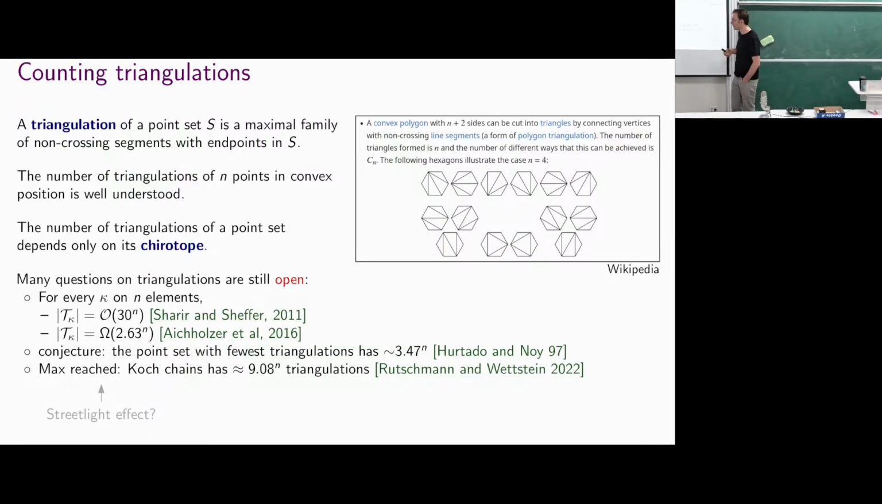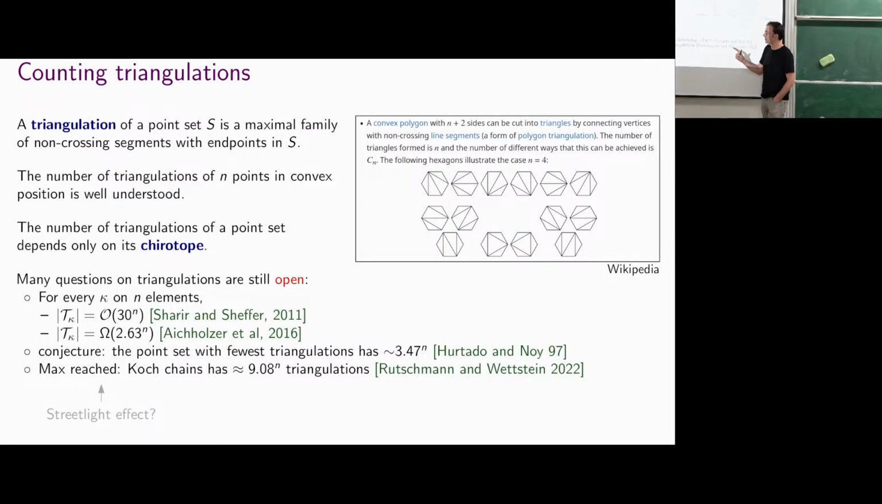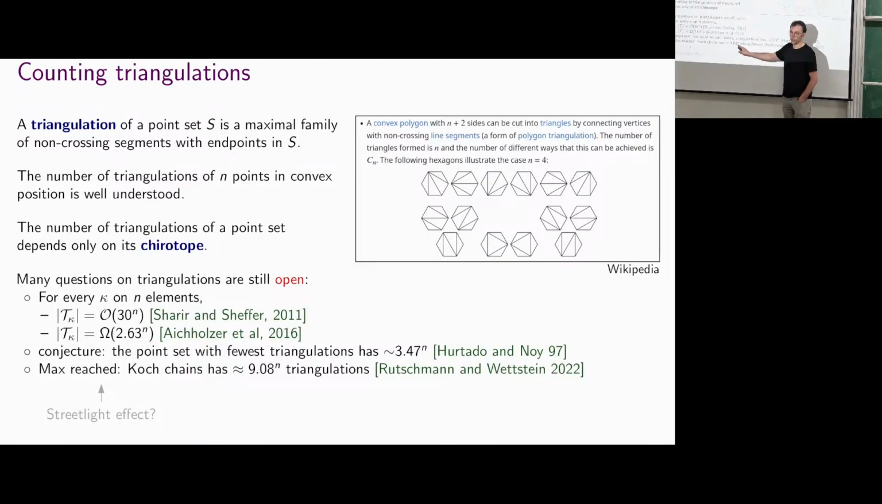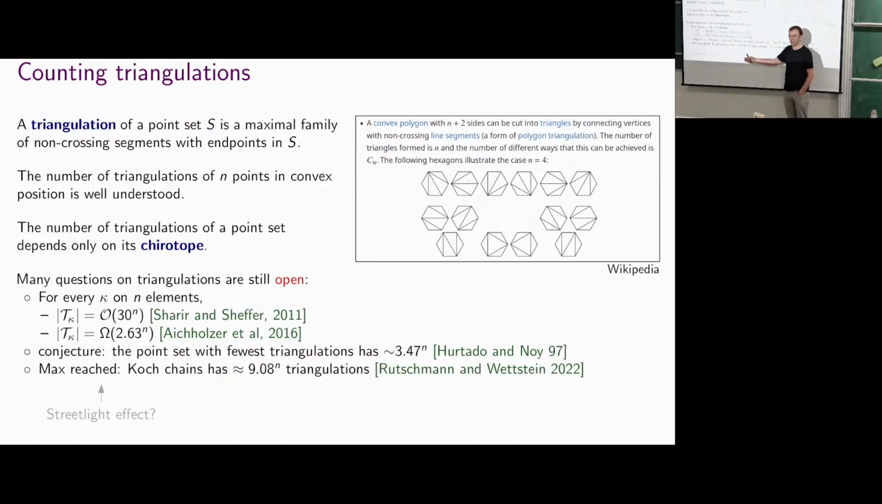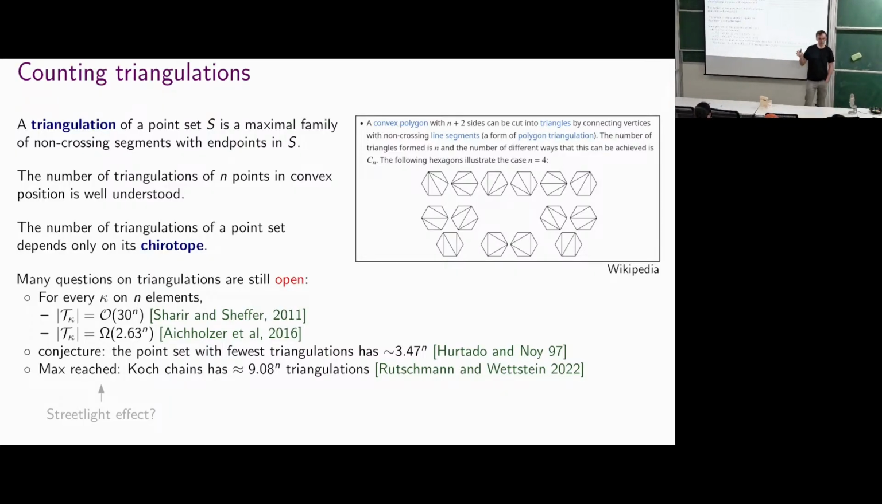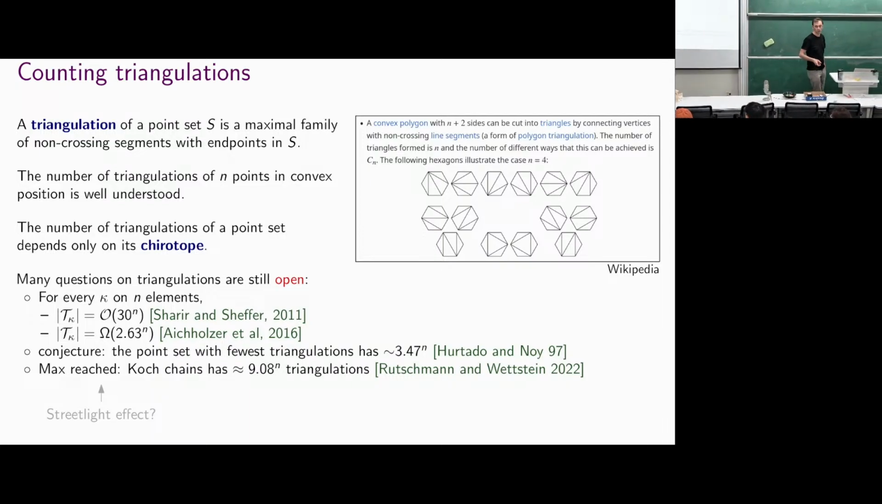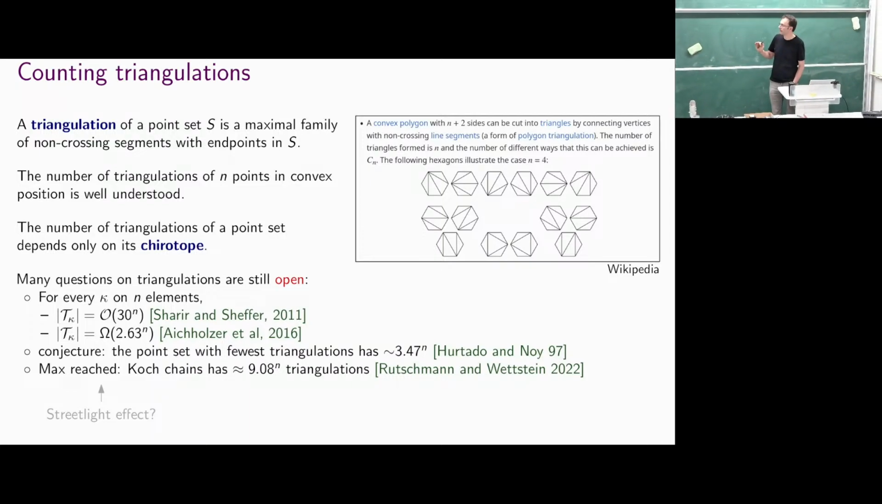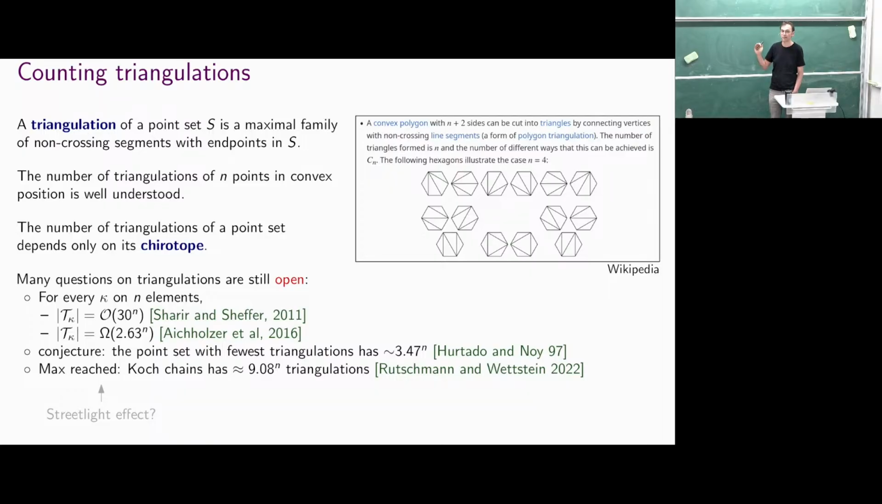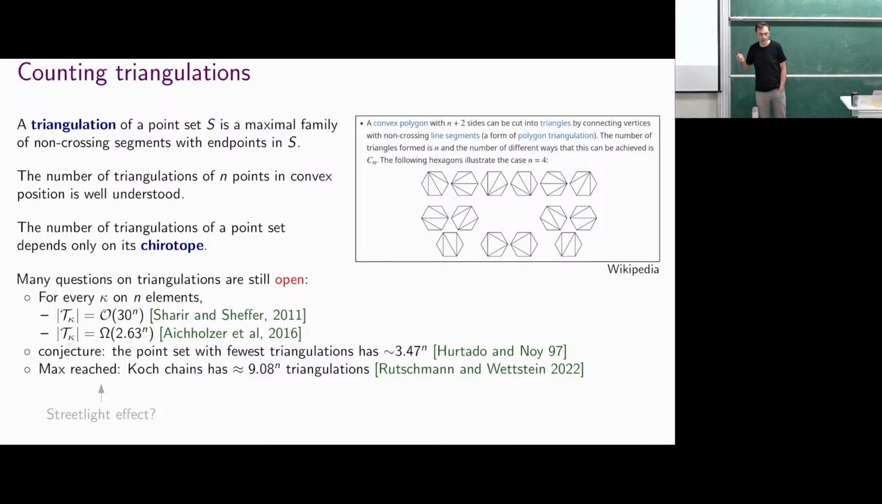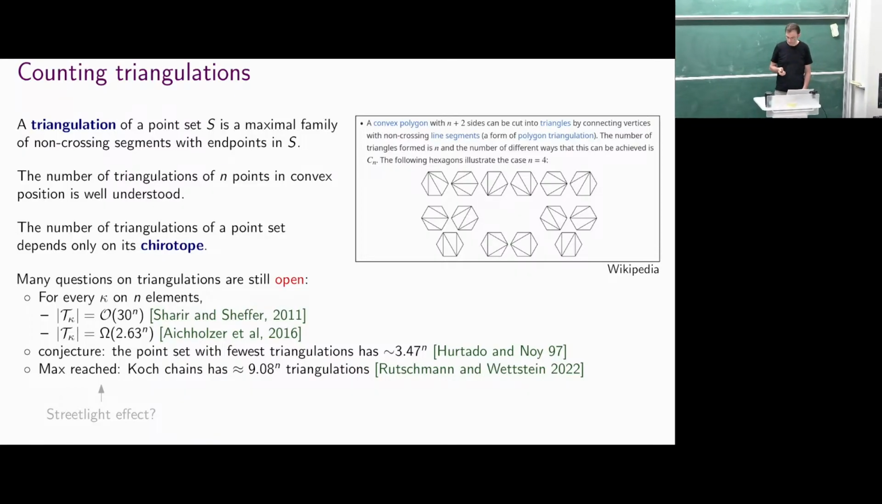So I suspect that there is some kind of streetlight effect there. This is the example we know with the most triangulations because it lies in a corner of the space of chirotopes that we know how to analyze. It's under the light, so we see what's there. I can't think of any reason that makes this a good candidate for having the maximum number of triangulations. It doesn't make any sense to me. But those are the best examples we can build. And so this is what we're trying to do: we're trying to basically build another streetlight so that we can maybe find something better inside. Okay?